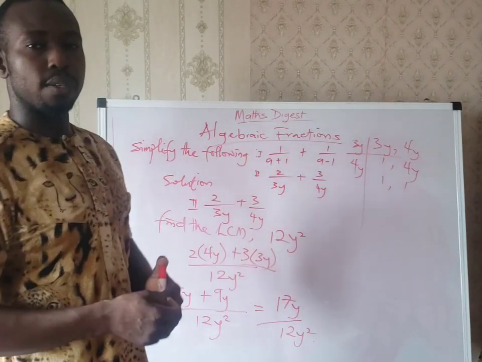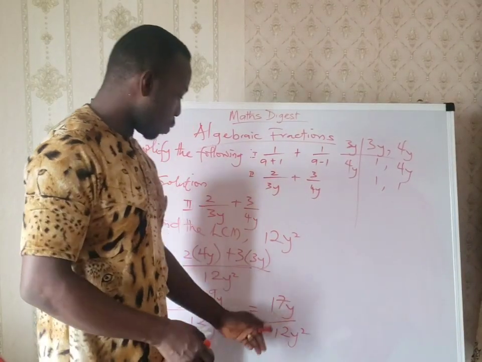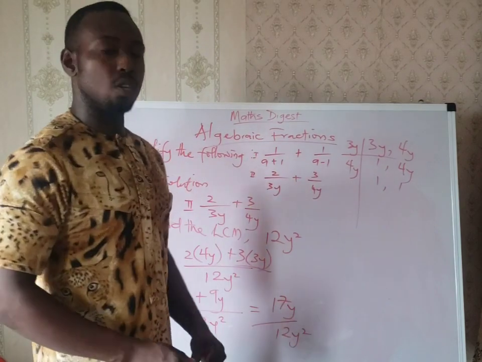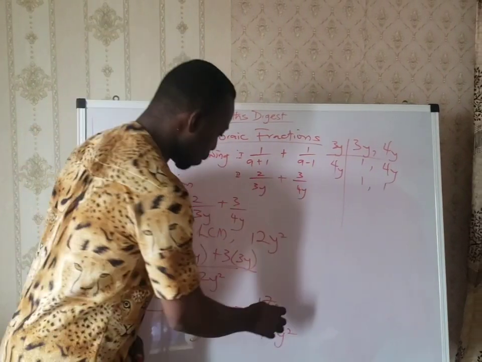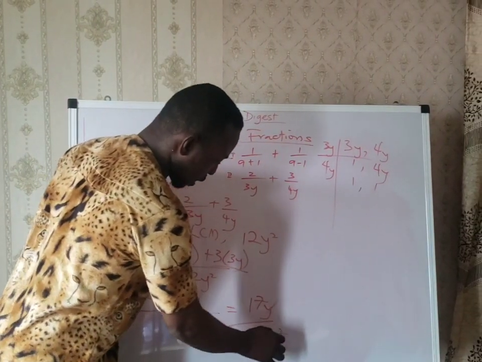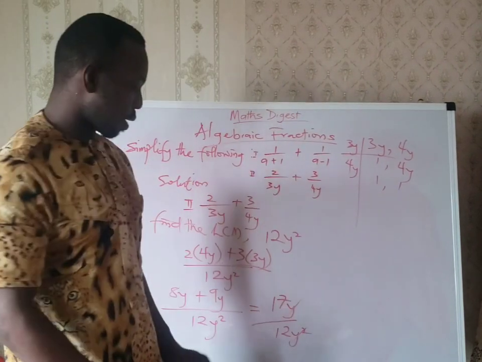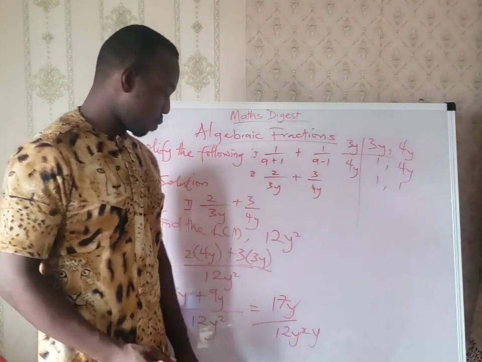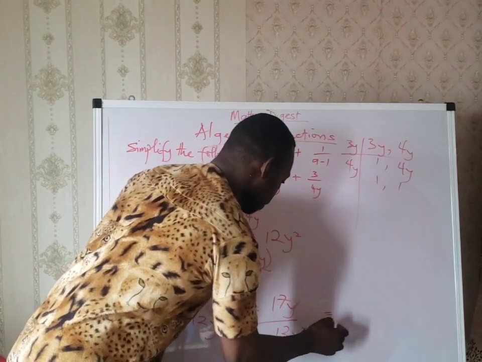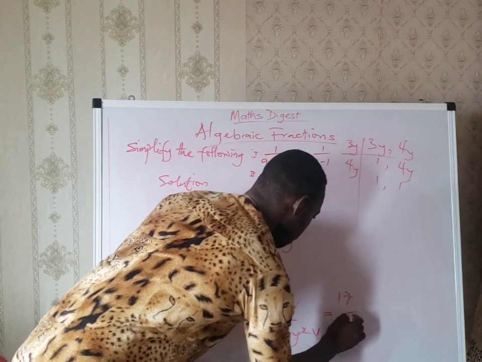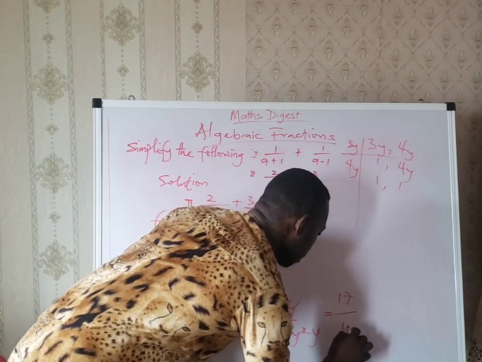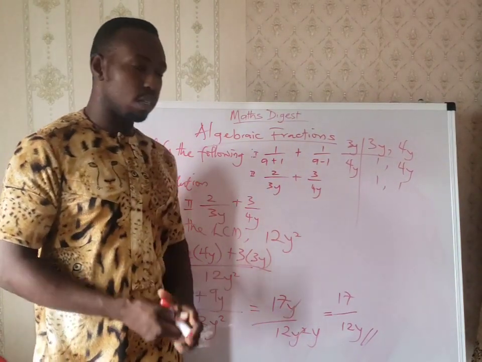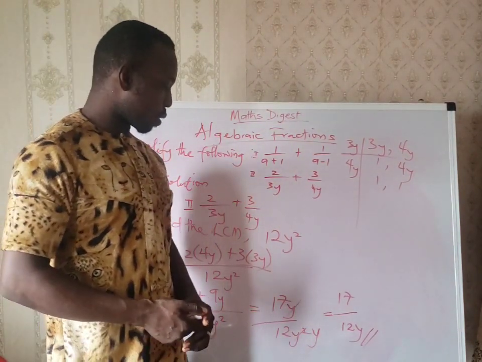Over 12y squared. Okay. Now, looking at these two, you see that we have y at the numerator side and y squared at the denominator side. So one y will cancel each other here, leaving only 1y. We are doing division this time. So what we have now left is 17 over 12y. At this point, this is our final answer, in its reduced form. Okay. Thank you.